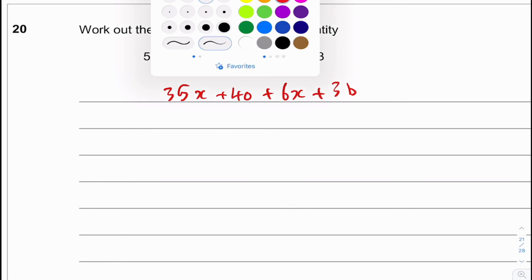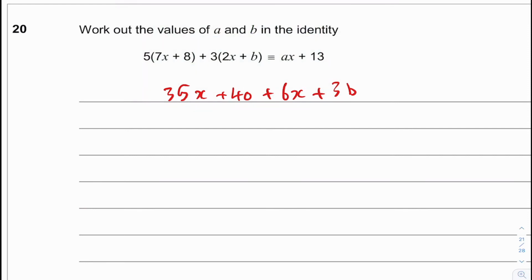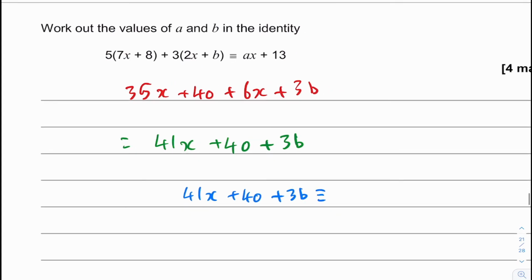We're then going to collect like terms, so 35x plus 6x leaves us with 41x. So we can then say this is equal to 41x, and then we've got plus 40, and then plus 3b. And we can't simplify that any further. So now what we're going to do is equate this, 41x plus 40 plus 3b, to the identity in the question up here, which is ax plus 13.